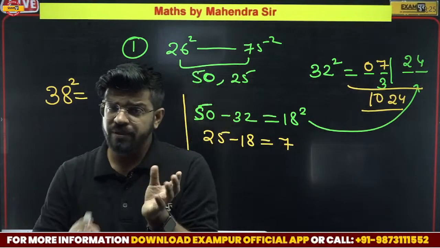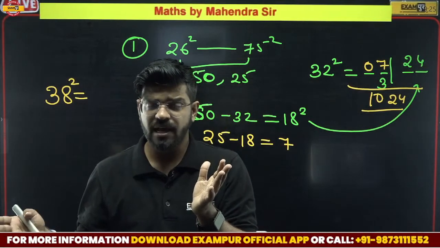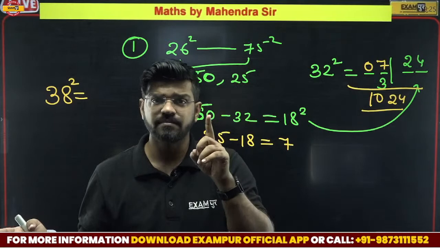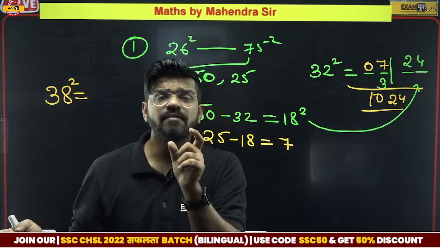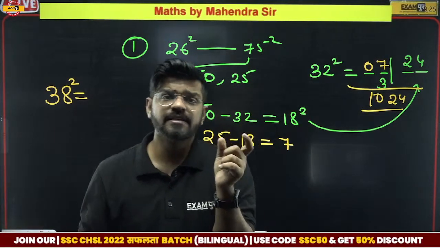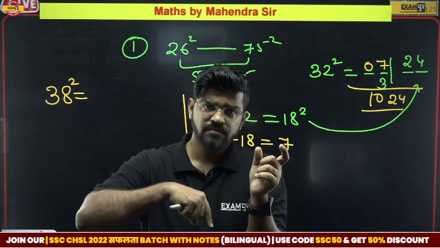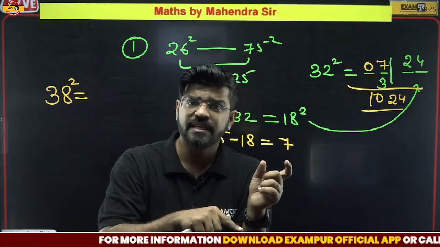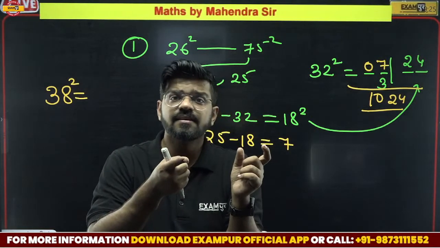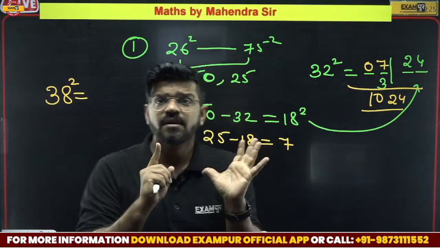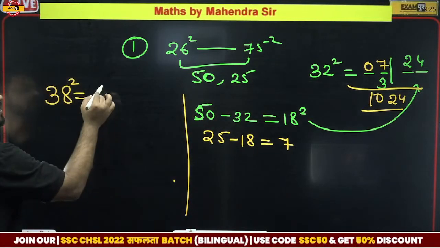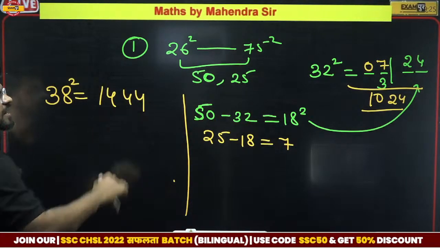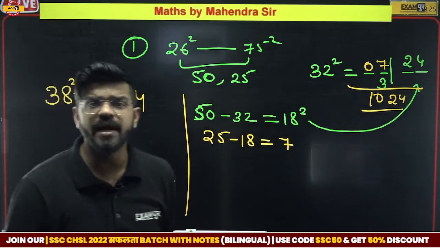So 44 will be at last. Okay, the last two digits will be 44 and 1 will be carried. So it is 12 less than 50, so we have to minus 12 from 25. If you minus 12 from 25, 25 minus 12 will be 13, and carry is 1. So 13 and 1 is 14. Okay, so 1444 will be my answer.